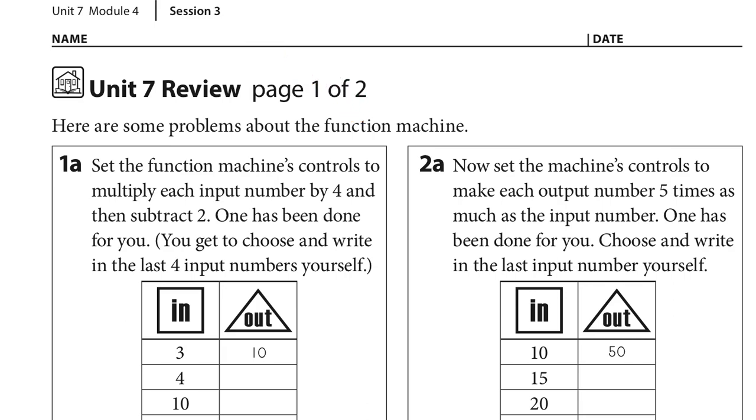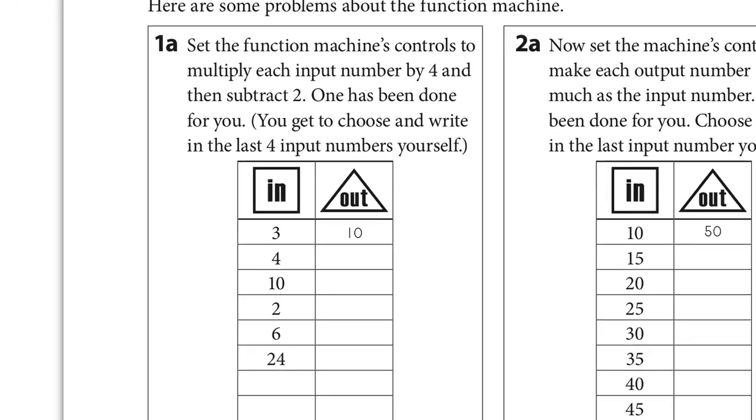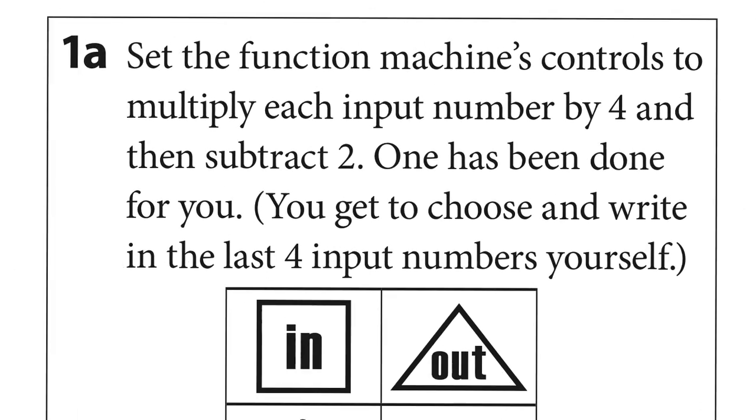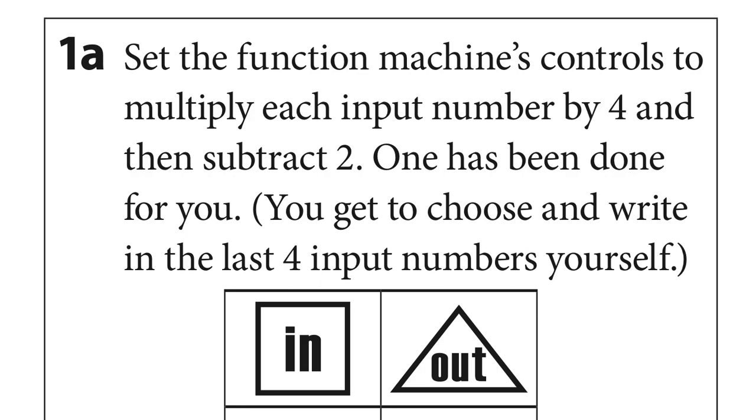So we're talking about the function machine, and we need to set up these machines to do exactly what it says. For example, on 1A, it says, set the function machine's controls to multiply each input number by 4 and then subtract 2. One has been done for you. You get to choose and write in the last 4 input numbers yourself. So yeah, you get a little choice here.